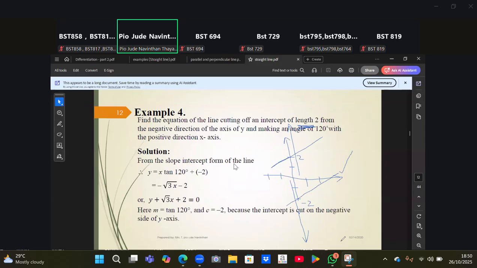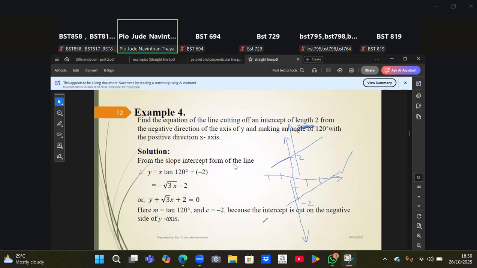The y-intercept is -2. But they are saying there's a length, that length value is 2, that lies on the negative y-axis. So they are making trouble, right? Whatever the trouble, you must be able to find it. Okay, they are saying this one. This is not such tough English, right?